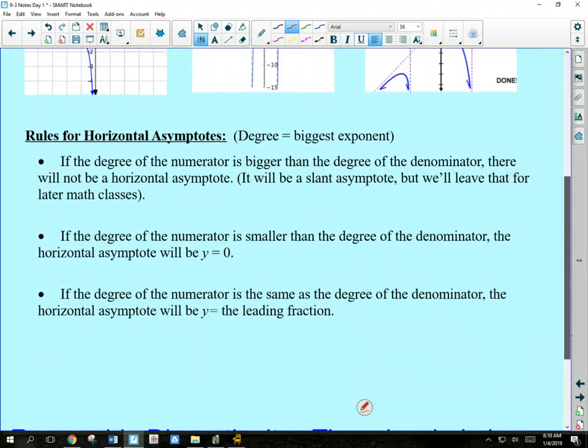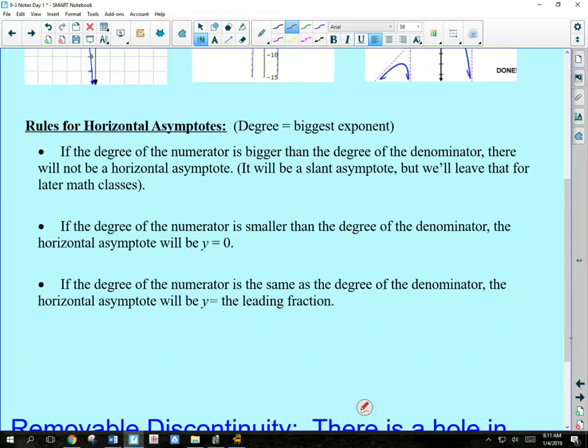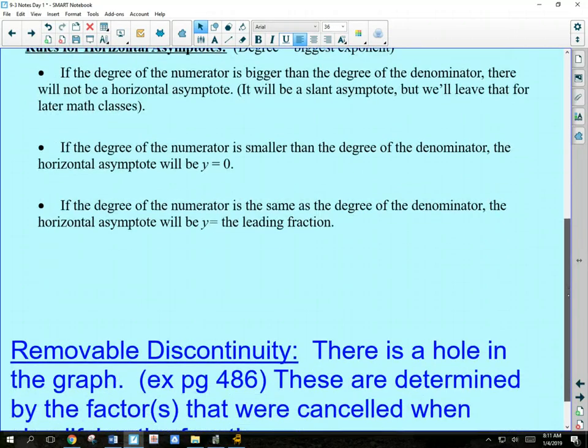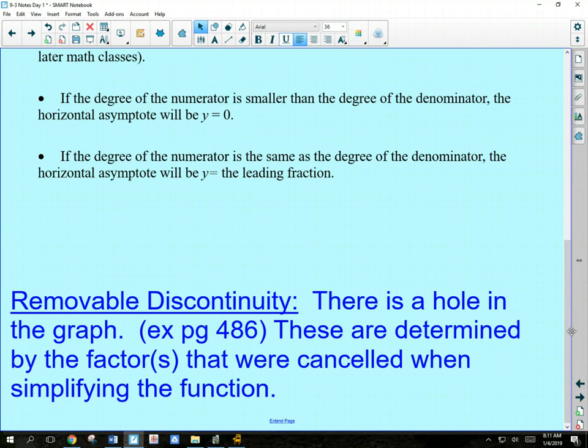You will find horizontal asymptotes with these rules right here. And we will talk more about these when we do an example, so I will do that for you in a minute. And then removable discontinuity is the name you use for when there's a hole in the graph, okay?